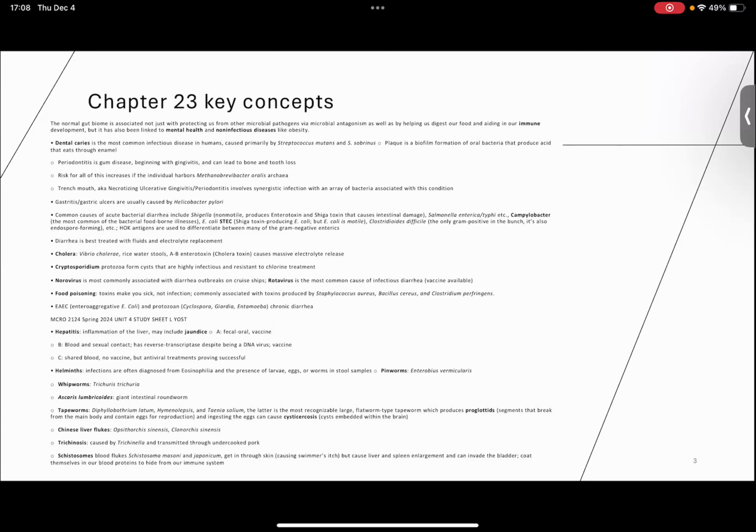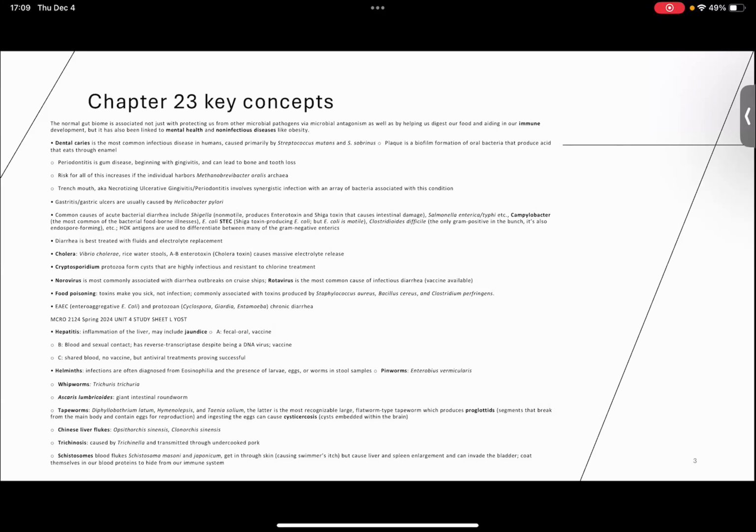All of these guys are flattened worms, quite literally, and they have these segments called proglottids, which contain the eggs for transmission. These segments can break off, and that's how this is transmitted through the feces. But you can also get most of these guys from eating undercooked meat as well.